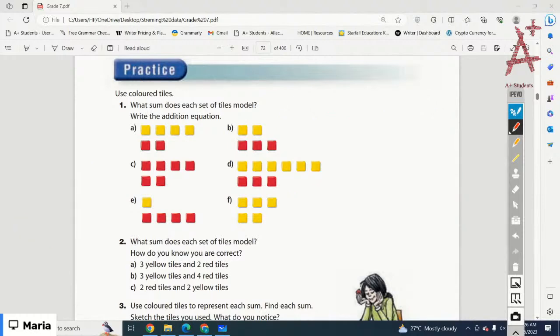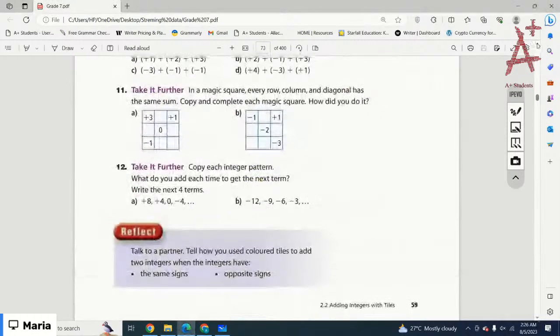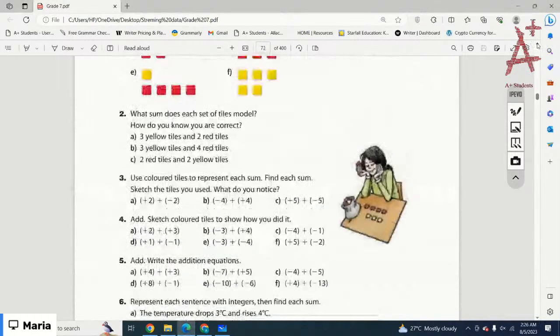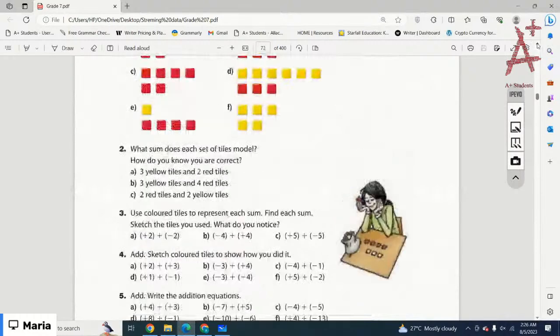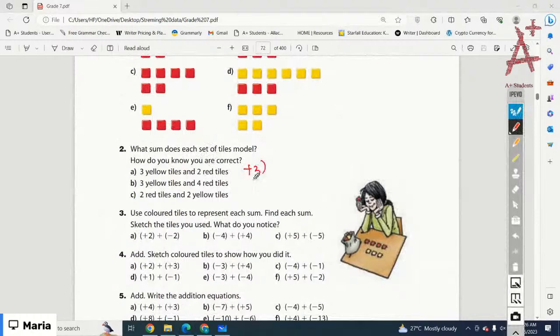What sum does each set of tiles model? How do you know you are correct? Okay, you have three yellow tiles, right? Yellow tiles are positive, and two red tiles. Red tiles mean negative, right?